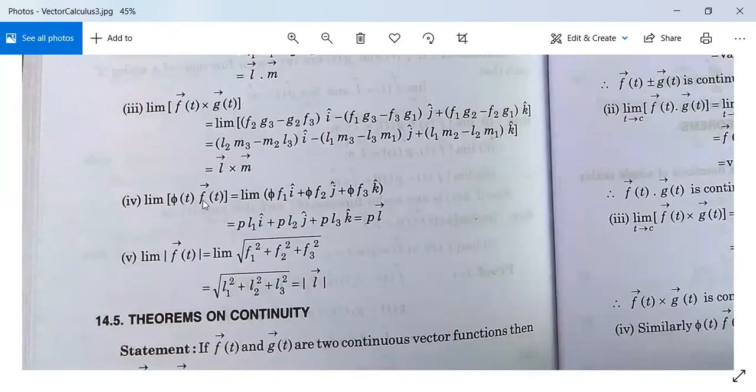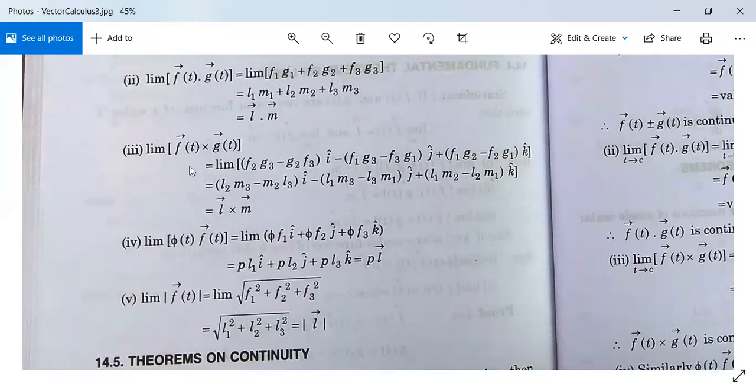Next, limit phi(t) vector f(t) is equal to limit phi f1 i plus phi f2 j plus phi f3 k. It can be written as p into L1 i plus p into L2 j plus p into L3 k. So it is equal to p into vector L. And similarly, limit modulus of vector f(t) is equal to limit under root f1 square plus f2 square plus f3 square. This is equal to under root L1 square plus L2 square plus L3 square, and this is nothing but modulus of L. So this is all about the fundamental theorem of limits.